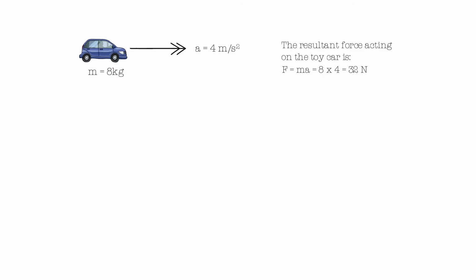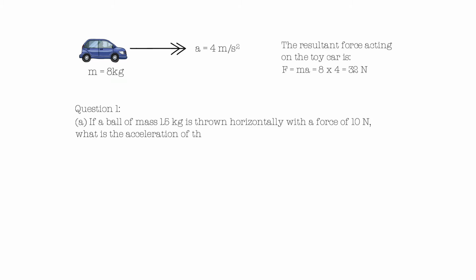Using the formula F equals ma, here are a few questions you can have a go at. If a ball of mass 1.5 kilograms is thrown horizontally with a force of 10 newtons, what is the acceleration of the ball? Have a go at it and see if you get the same answer. So the acceleration is 10 over 1.5, giving us 6.7 meters per second squared, to 2 significant figures.